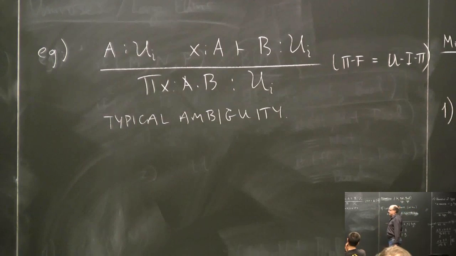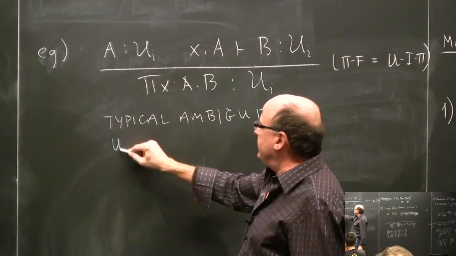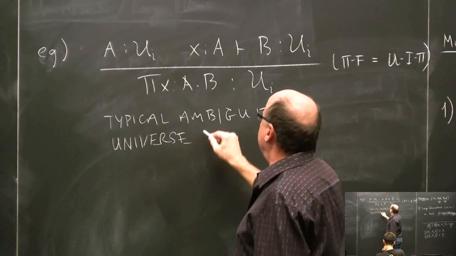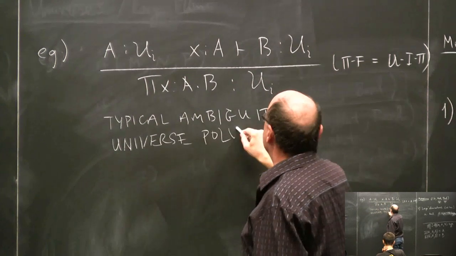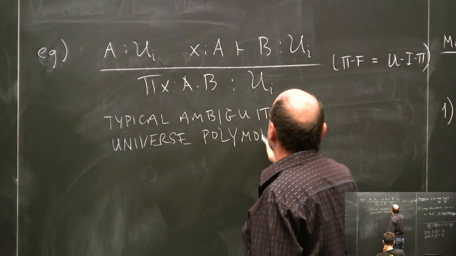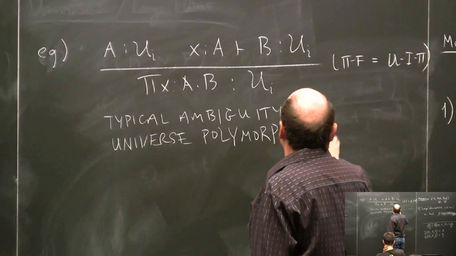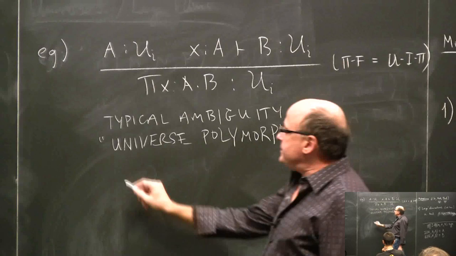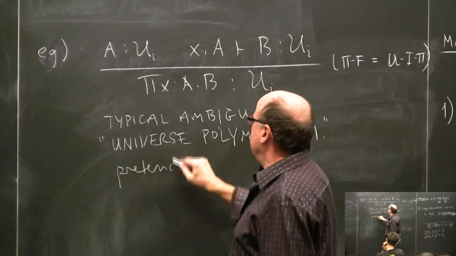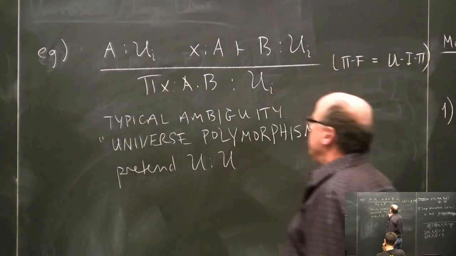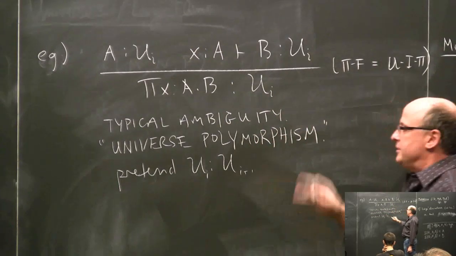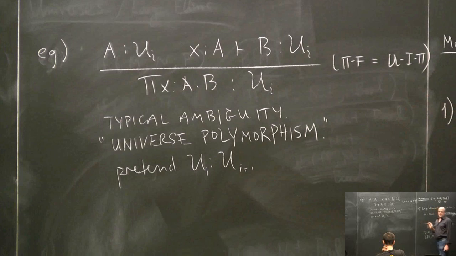So you write them down ambiguously. It's simultaneous, so it's a kind of universe polymorphism. When I introduced this, it was called universe polymorphism, and in Russell and Whitehead, it was called typical ambiguity. So this is also called universe polymorphism. What's really fun about it is it lets you pretend that you have U colon U, and it will automatically figure out that this has to be I and I plus 1 for you without worrying about it.